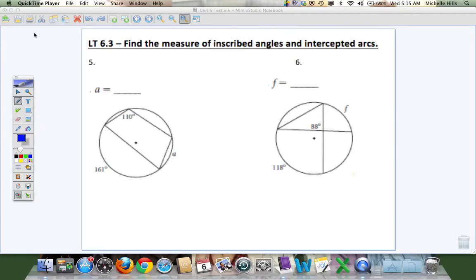Learning target 6.3, we have inscribed angles and intercepted arcs. Now, one thing that I notice is that this arc is 161 degrees and they want me to find A.